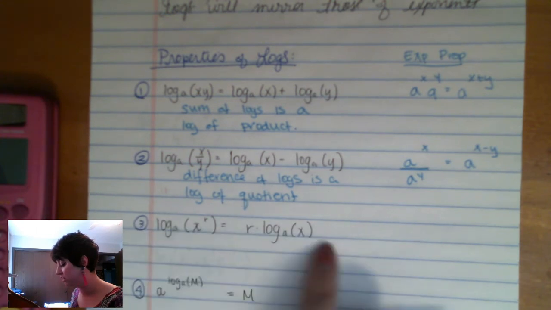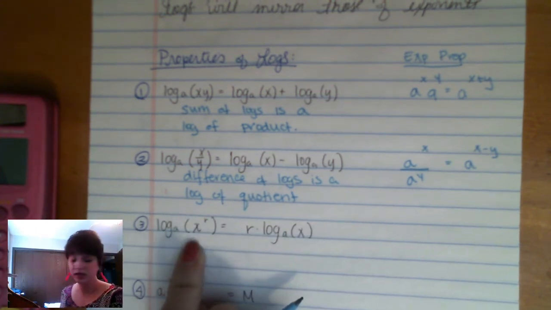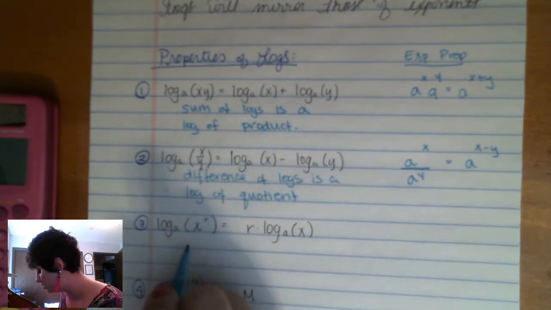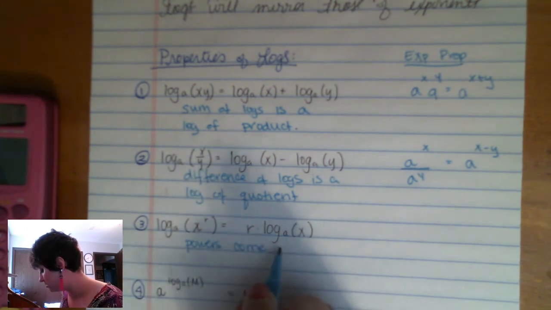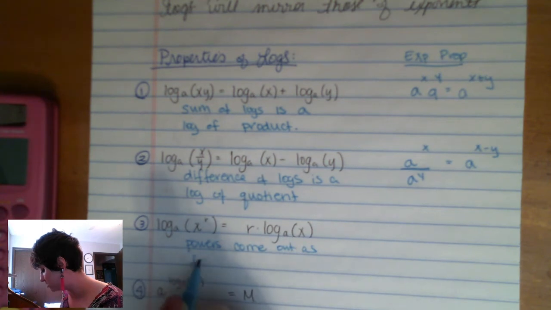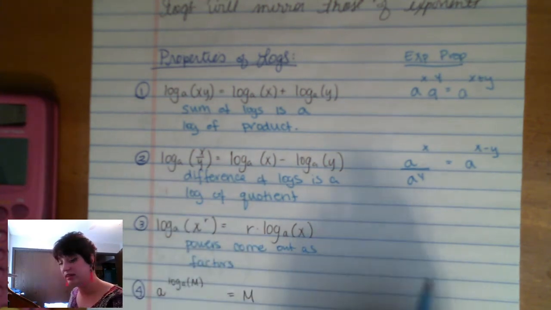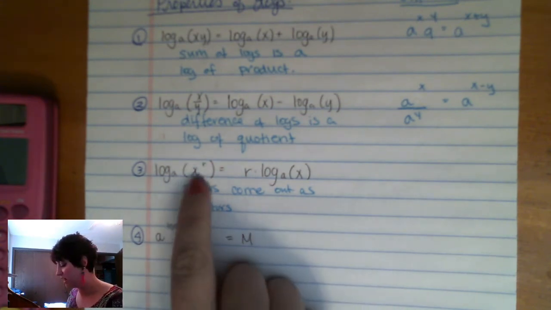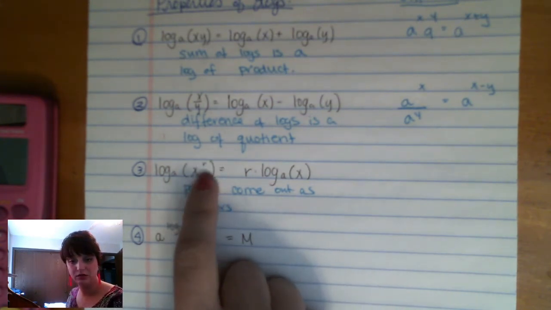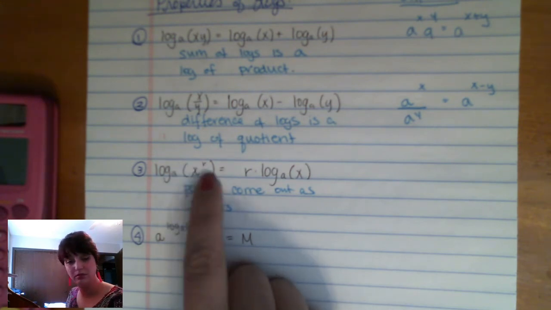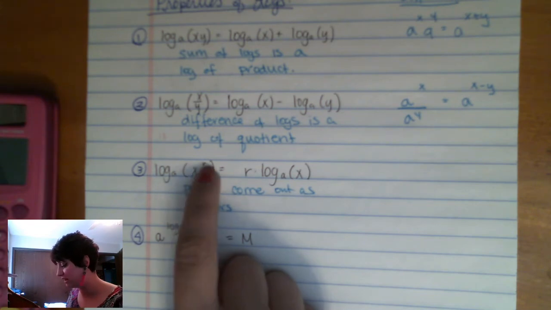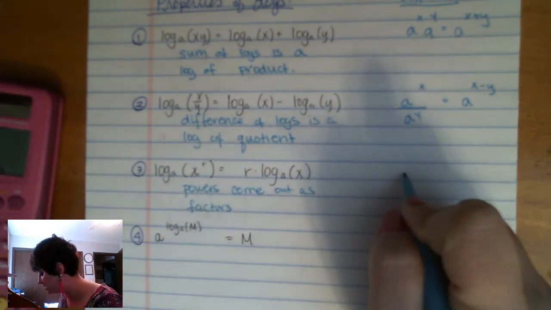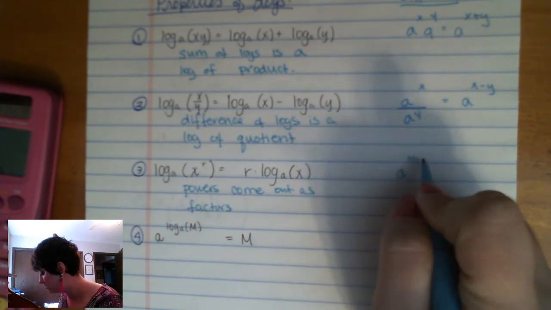All right, this one, log base a of x to the r is r log base a of x. So powers come out as factors. All right, and this means if I have something that's raised to a power, so remember x is some power of a, it's like 2 to the 4th. That's what x is, 2 to the 4th. Then if I raise that thing to a power again, that means I multiply powers.